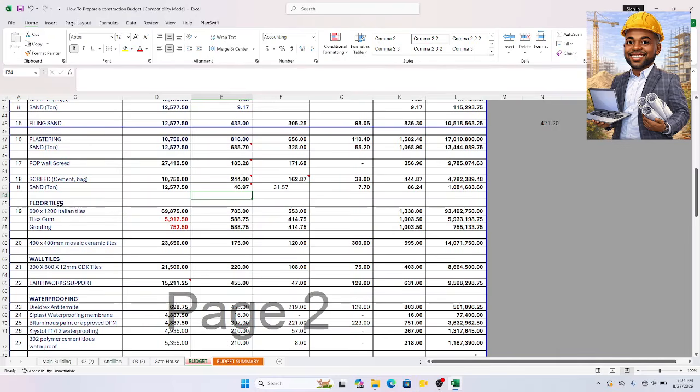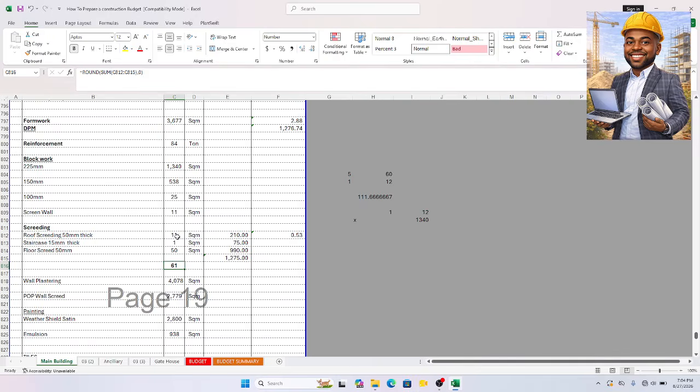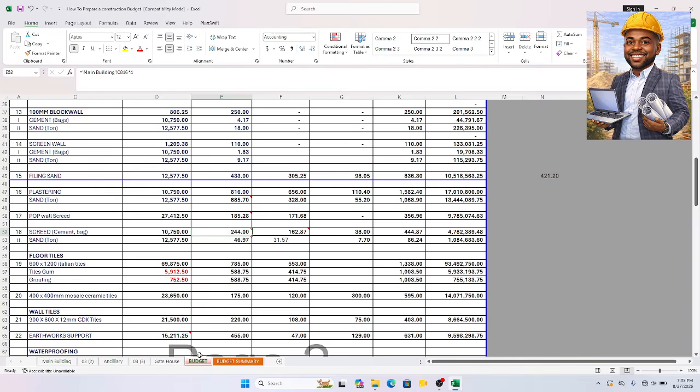So if you come here, screed, this is it. This is floor screed. It is C19 times 0.05, that's 50 mm. I've converted it to cubic. It is 210 square meter. Let me confirm it. Times 0.05. Yeah, that is it. This is for staircase. This is for floor. Total in cubic meter is this. That is what I transfer to my budget. Screed.